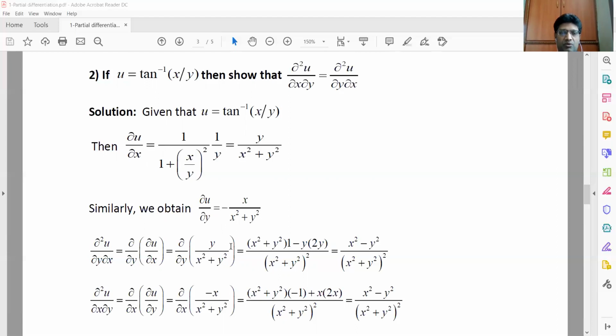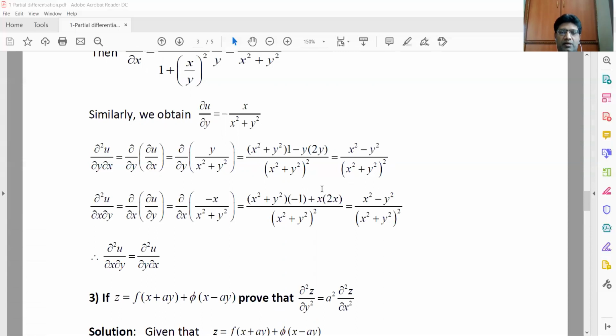So we apply here the quotient rule. So x square plus y square whole square, x square plus y square as it is. For y it is 1, minus y as it is. For x square plus y square it is 2y. So if you simplify this, you will get x square minus y square by x square plus y square whole square. So in the similar way, dou square u by dou x dou y. So clearly both are the same.